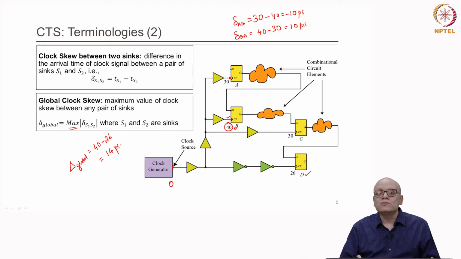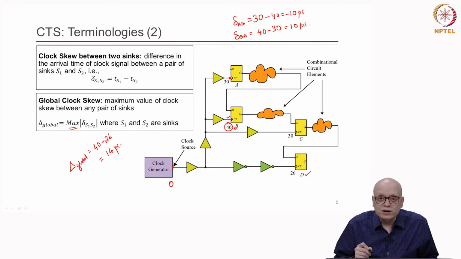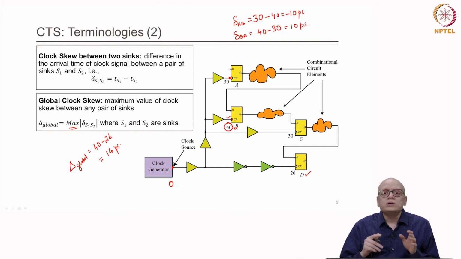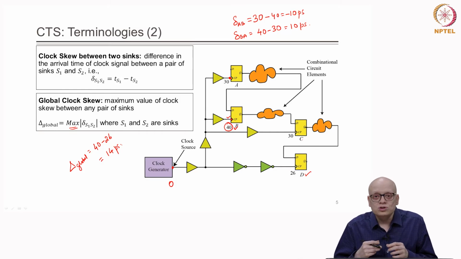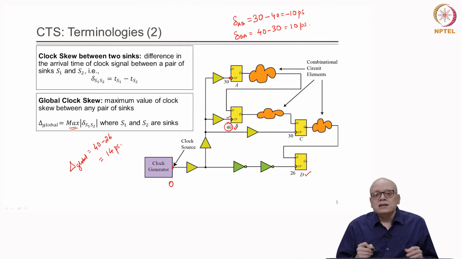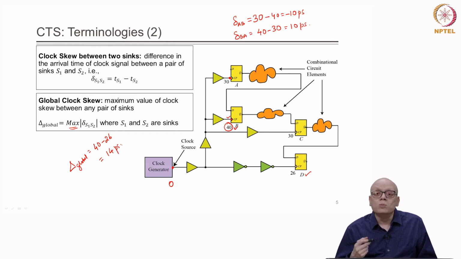So, these are some of the definitions you should be aware of, and typically the CTS tool tries to reduce the clock skews between flip flops, right. And sometimes for easy evaluation, the clock tree synthesis tool can also target improving the global clock skew rather than looking at individual clock skew between two sinks.